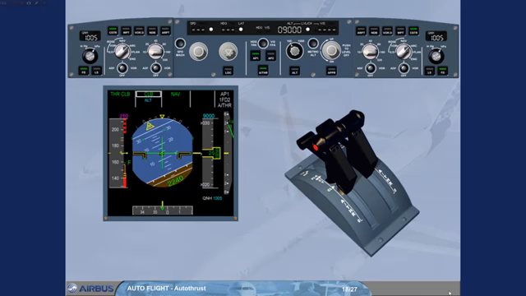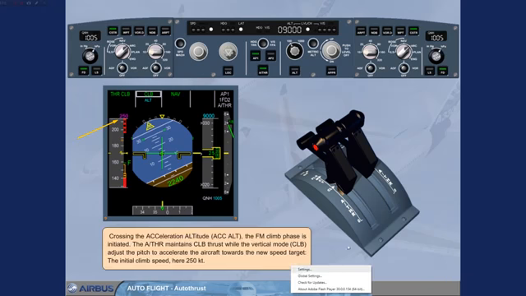Crossing the acceleration altitude, ACC altitude, the FM climb phase is initiated. The autothrust maintains climb thrust, while the vertical mode, climb, adjusts the pitch to accelerate the aircraft towards the new speed target, the initial climb speed, here 250 knots.